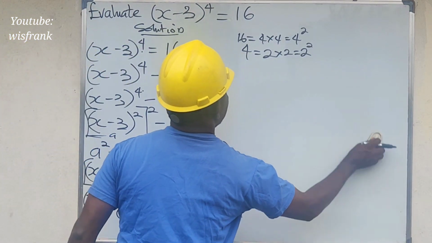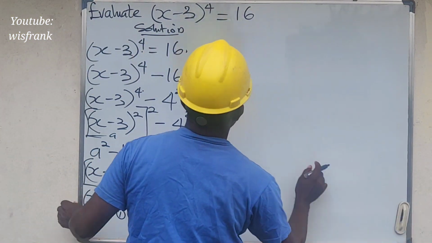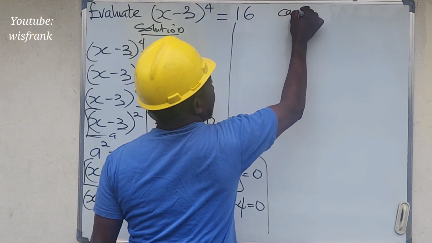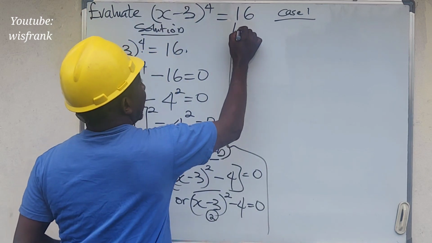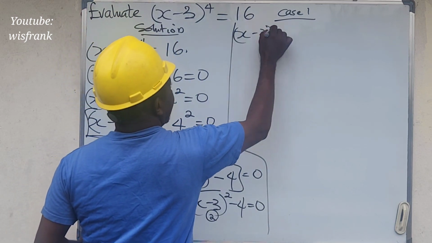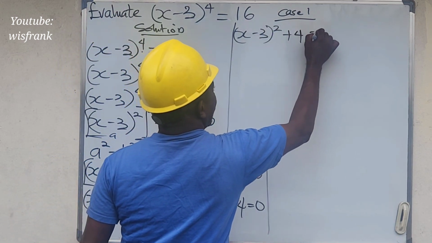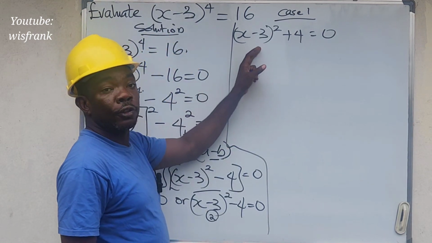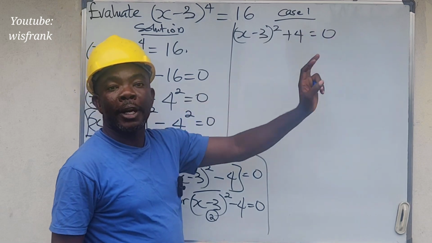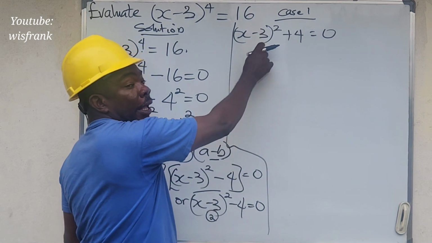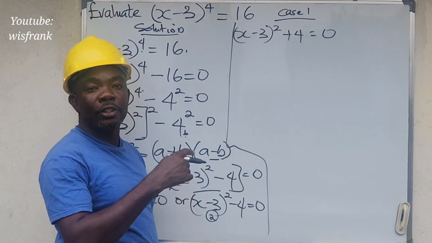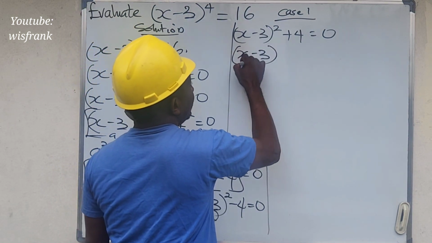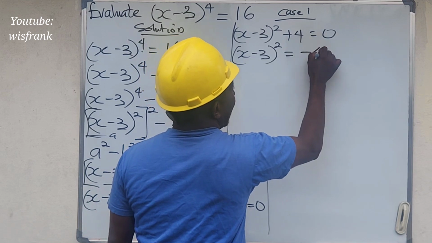In this case, we need to clean this for us to see a clearer view of this. So we say case 1, we have (x − 3)^2 + 4 = 0. What we are going to do is transpose 4 to this other side so that we will be able to clear off the parenthesis that is raised to the power of 2. So this will become (x − 3)^2 = −4.